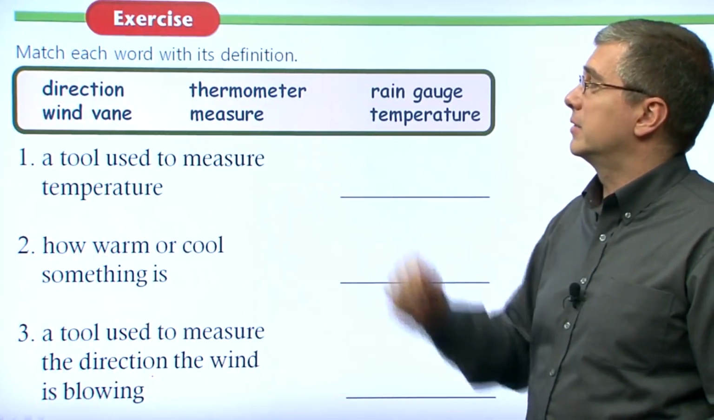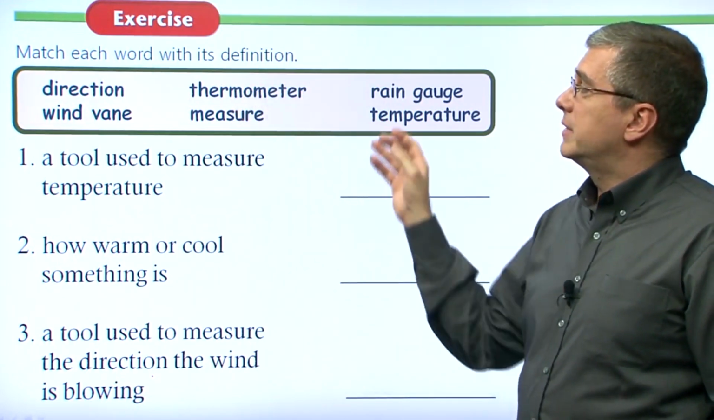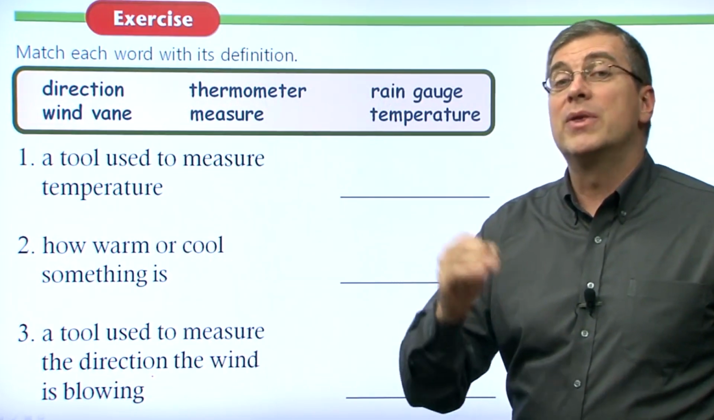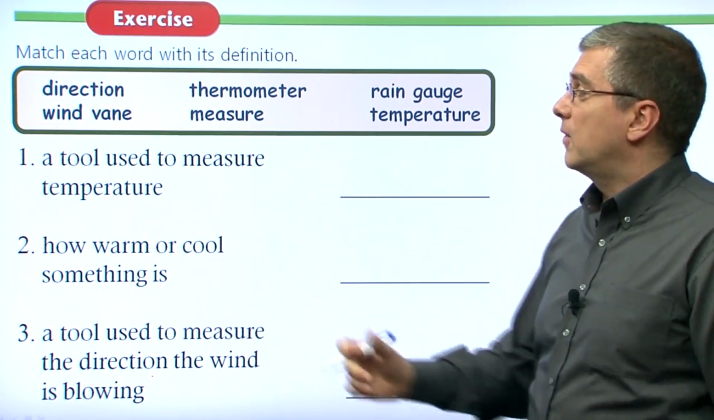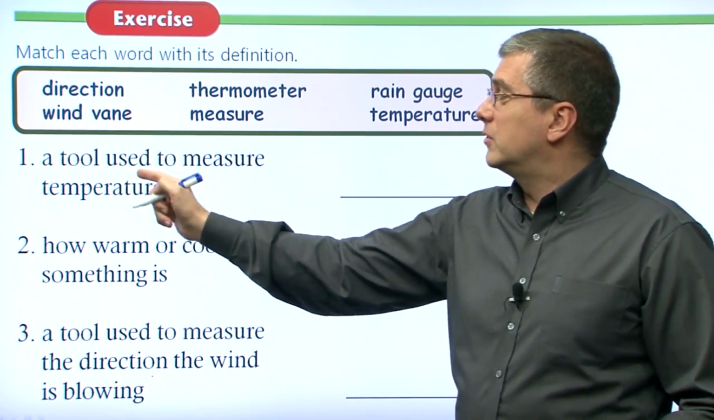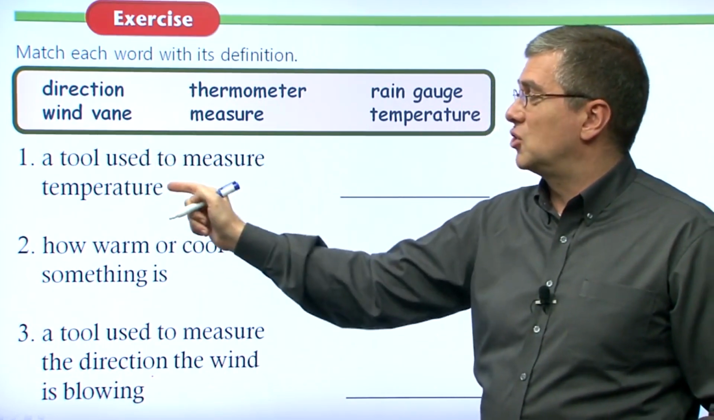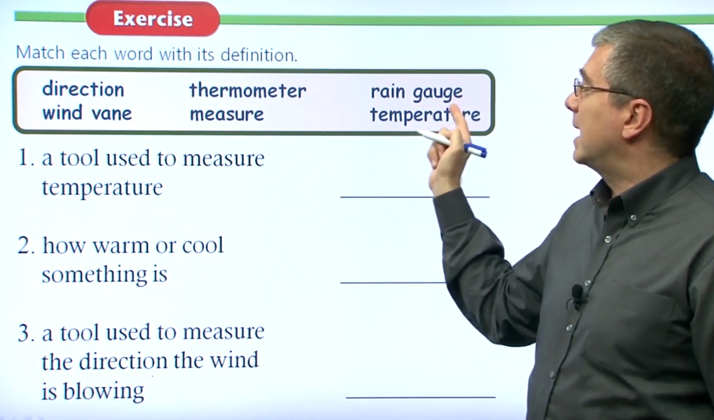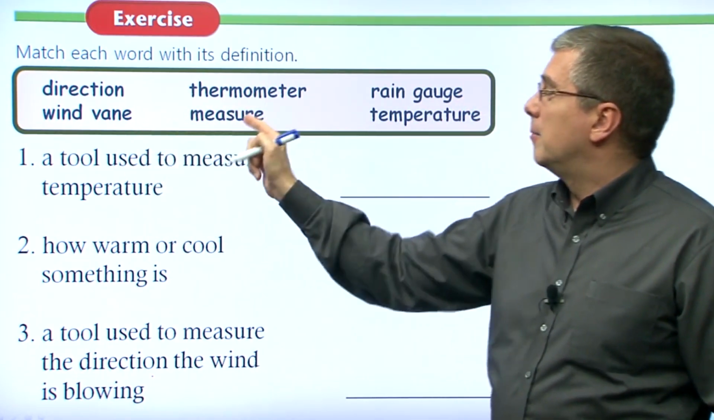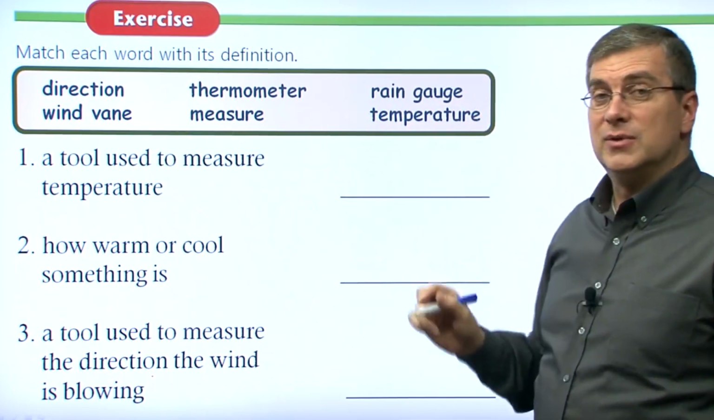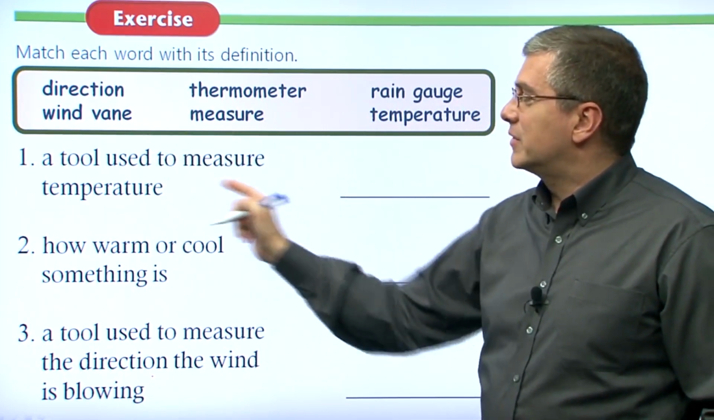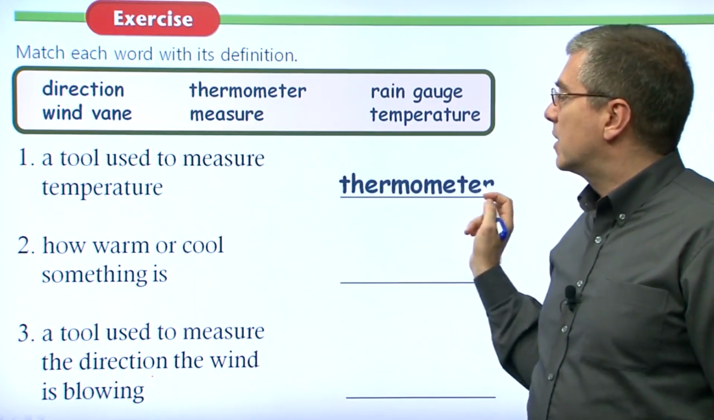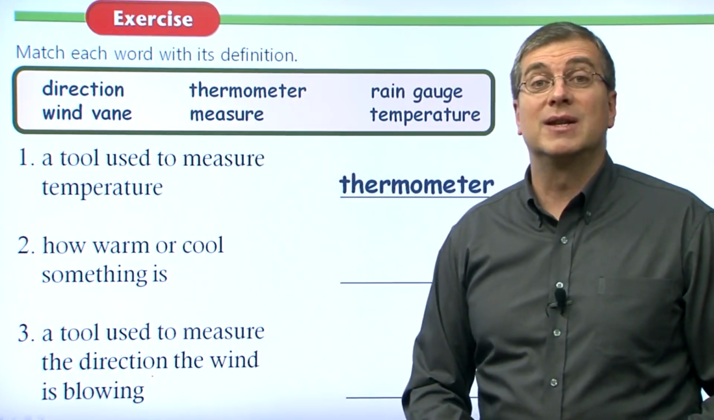Now, let's do our exercise here. We have these words here, and we have the definitions. We need to match the words with the definitions. Our first definition is a tool used to measure temperature. The words are direction, thermometer, rain gauge, wind vane, measure, and temperature. So did you get it? A tool used to measure temperature, it's a thermometer, right? We use a thermometer to measure the temperature.